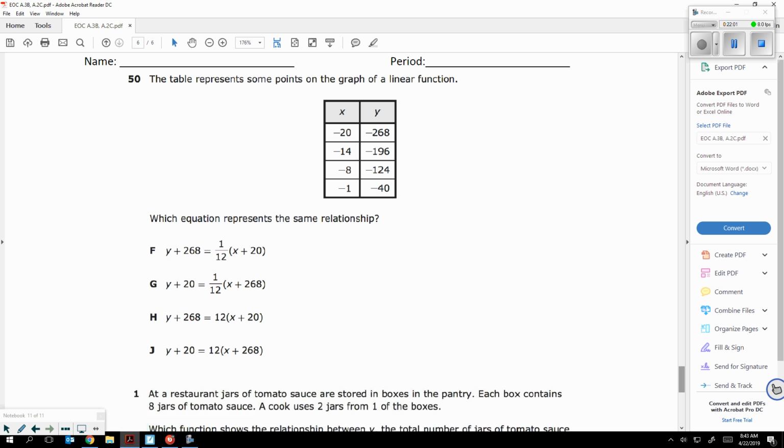Okay, for 50, it says the table represents some points on the graph of a linear function. Which equation represents the same relationship? So if we look, the problem that we have with this is last time we graphed this in a relation mode. Anytime you have a relation mode, you can't look at a table. So we wouldn't be able to graph these and look at our table to see which one it is. So the first thing that we're going to look at is finding a slope.